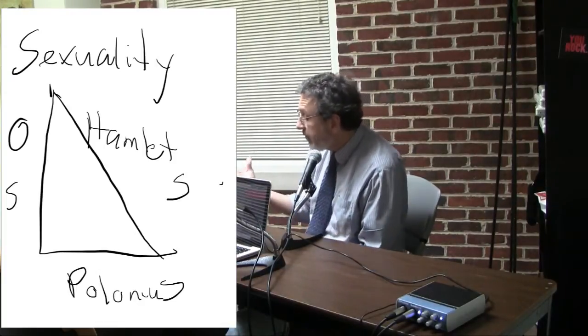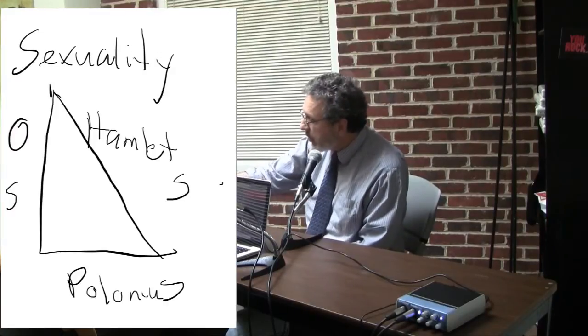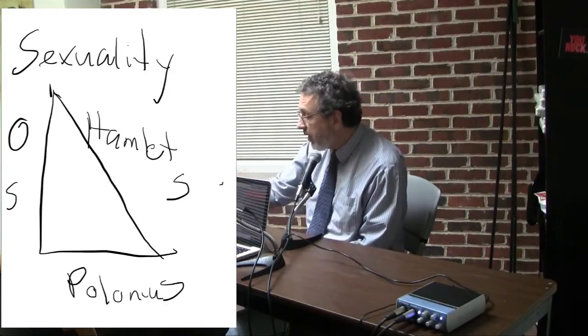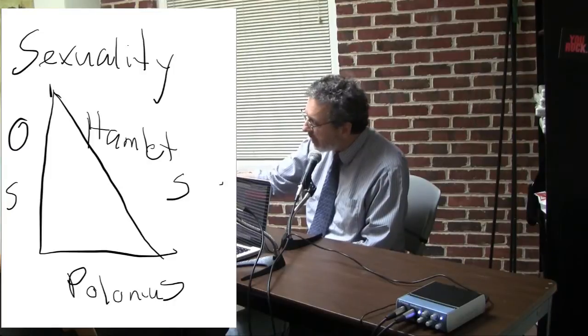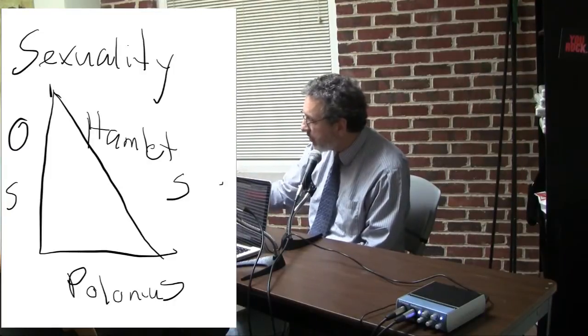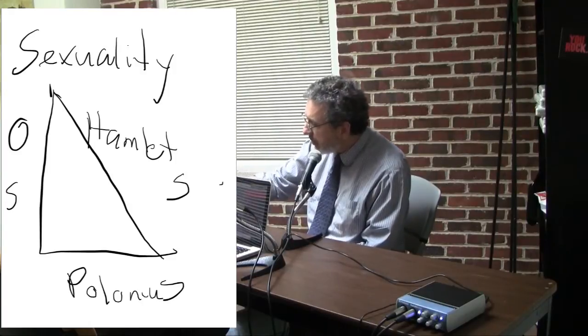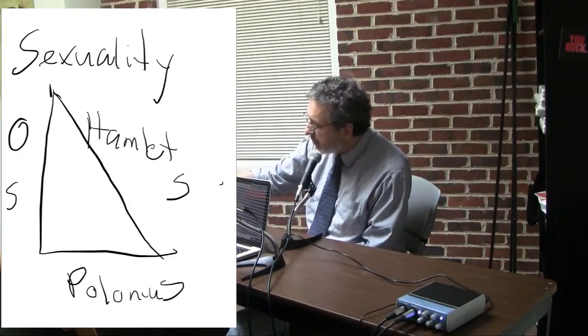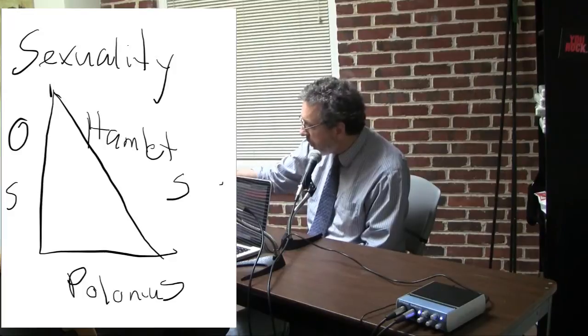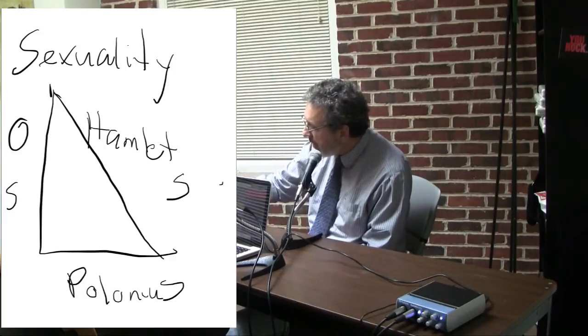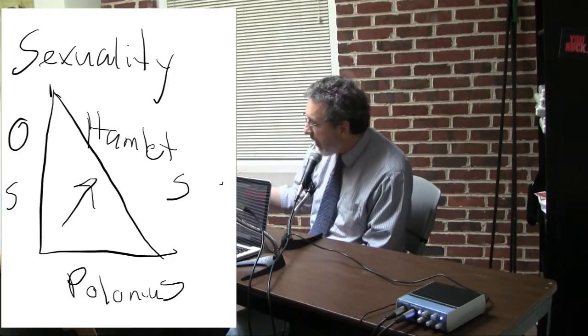The way that a triangle works is it's always the union of two sides that creates or affects the other side. So somehow the student would have to, in a written defense of this argument, deal with the idea that the union of Ophelia's involvement in sexuality in the play and Polonius's would somehow create or affect Hamlet's.